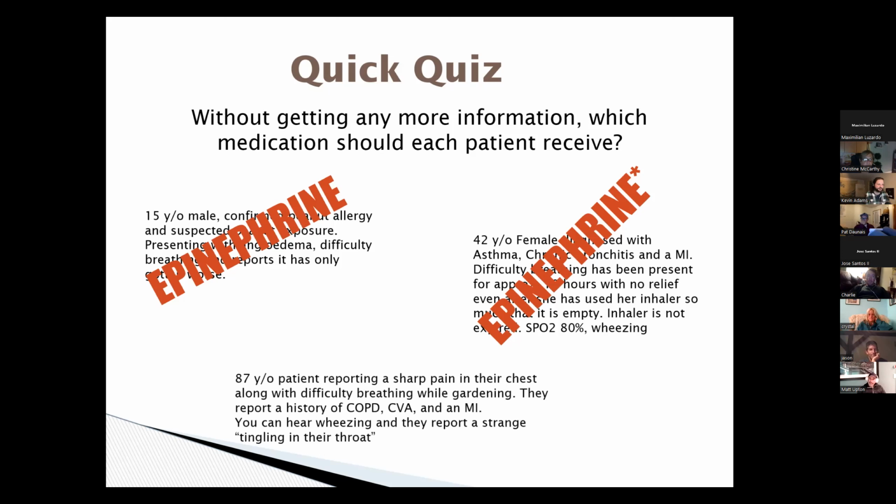All right, 87-year-old patient reporting a sharp pain in their chest along with difficulty breathing while gardening. They report a history of chronic obstructive pulmonary disorder, a cerebrovascular attack, and a myocardial infarction. You can hear her wheezing and they report a strange tingling in their throat. What medication do they need?